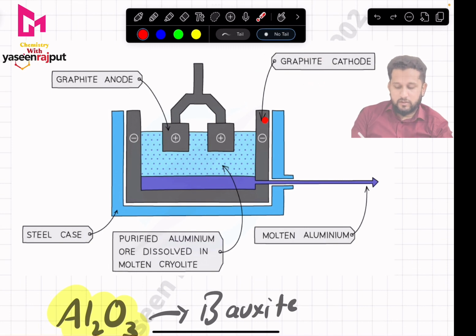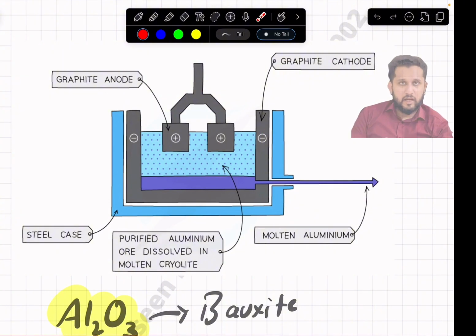Definitely it is connected with the negative terminal of the battery, that's why it has a negative charge. This one is connected to the positive terminal of the battery, that's why it has a positive charge. And the name of this is anode and the name of this is cathode. I have also taught you that the anode is the side where oxidation takes place and the cathode is the side where reduction takes place.